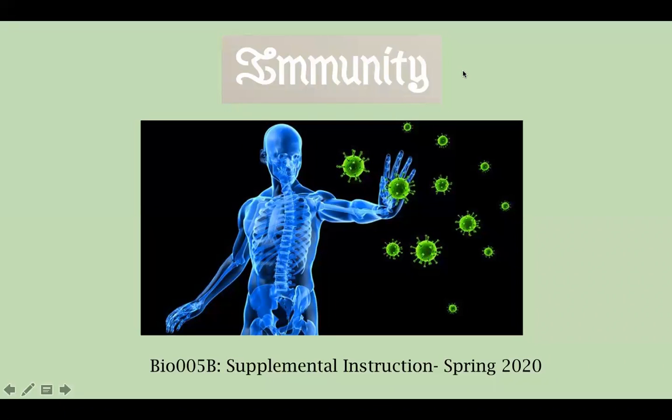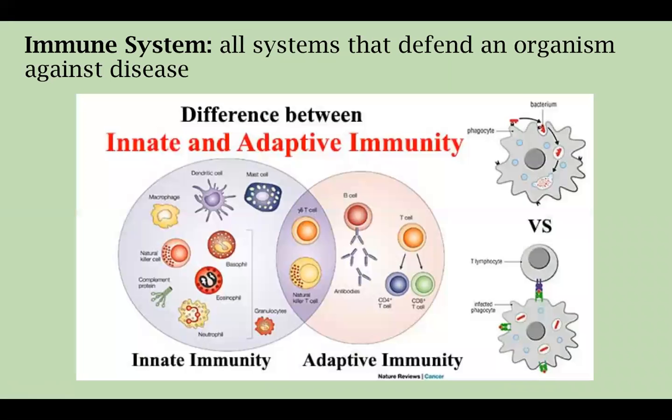On today's Bio5B crash course, courtesy of your supplemental instruction leaders, we will be talking about immunity and immune systems. This was a very dense lecture, so I'm going to try my best to cover as much ground as possible in a short amount of time. So let's begin. Just a reminder that an immune system is all systems that defend an organism against disease.